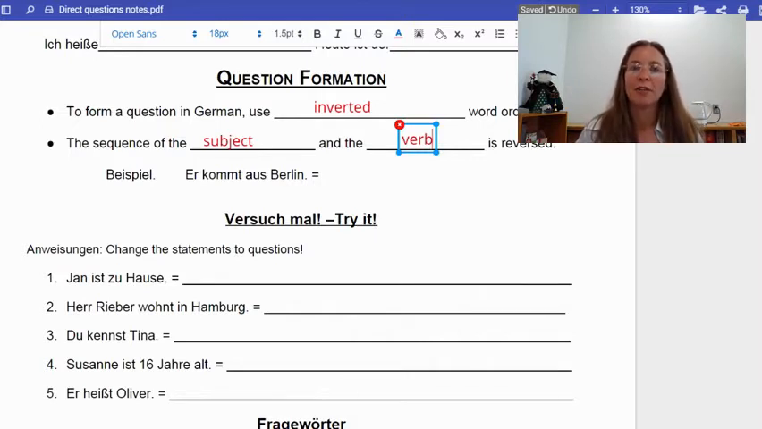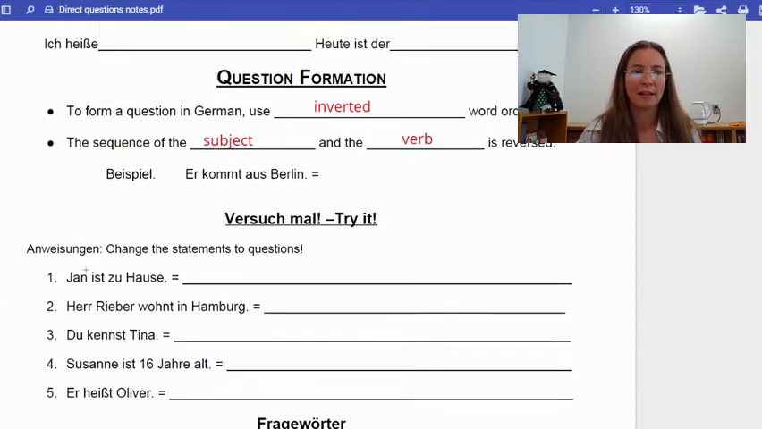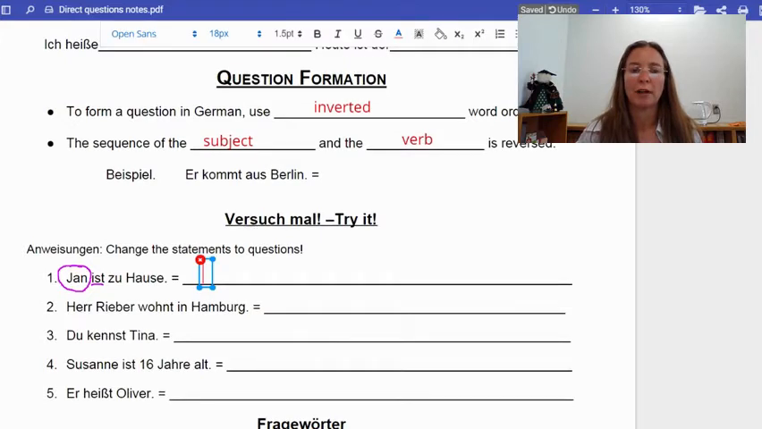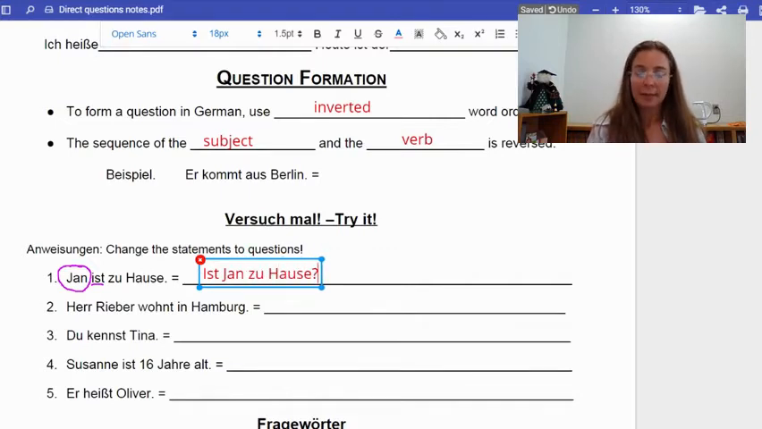So the Anweisungen are the directions. We're going to change the statements to questions. So this is a statement. Jan ist zu Hause. You try it. Jan ist zu Hause. That means Jan is at home. Well, we're going to ask a question now. Is Jan at home? So here we have the subject, Jan. I'm going to put a little circle around it. And then ist is my verb. So what I'm going to do is change the order and put the verb first. So ist is going to be the first word. Then comes my subject, Jan. And the rest of the sentence stays the same. Ist Jan zu Hause? Is Jan at home?